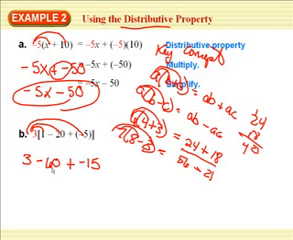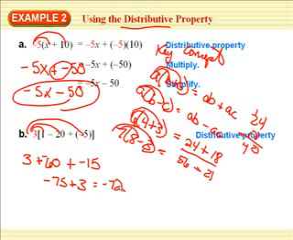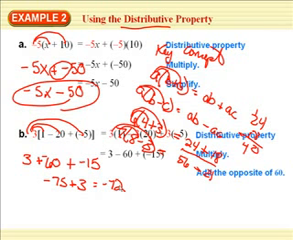And then sometimes in the book it'll just say do this with the distributive property. I don't know if it wants us to simplify it, but let's go ahead and do that. I'm going to change this to addition. Boom, boom. Negative 60 and negative 15 is negative 75, plus 3, so take off 3 more, negative 72. Let's see if they agree with us. They changed it to addition, negative 72.